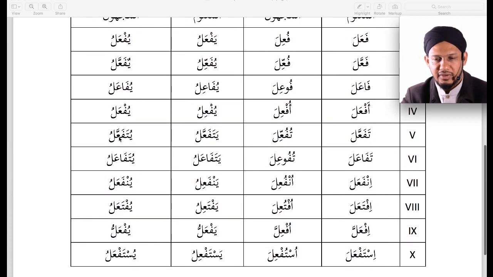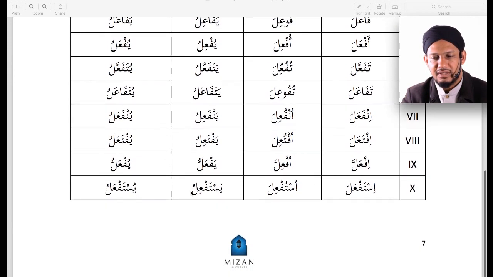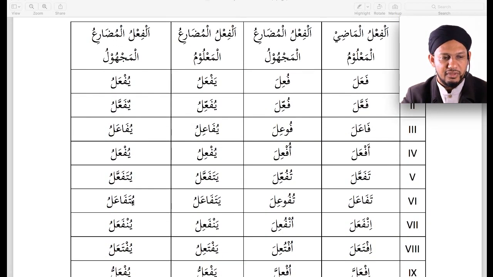Yatafa'alu, yutafa'alu. Dhamma first, ayn letter with the a. Yatafa'alu, yutafa'alu. Dhamma first, ayn letter with the a. Yanfa'ilu, yunfa'alu. Same thing. Yafta'ilu, yufta'alu. Dhamma first, ayn letter with the a. Yaf'allu, yuf'allu. Same thing. And yastaf'ilu, yustaf'alu. So it's very simple. That's going to be the rule with the majhul.